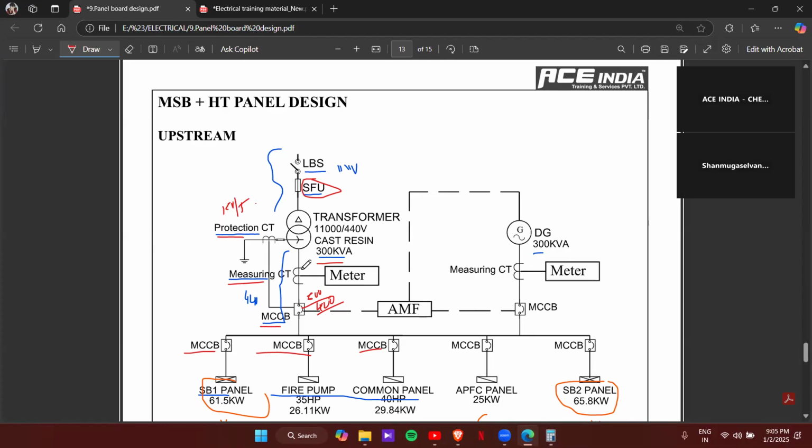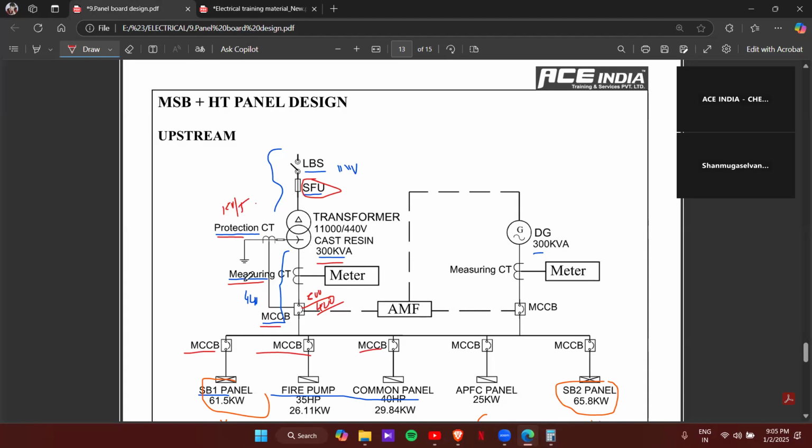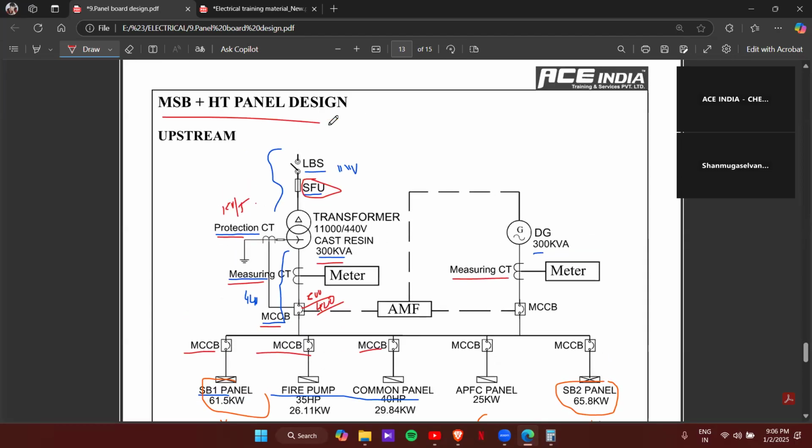The measuring CT is connected to the phase side here. So that means after 420, the next available rating will be the measuring CT. Okay, so after 420, the next available is 500. So 500 by 5 will be the measuring CT ratio. Same for the DGR as well, because both are the same rating. Okay. So yeah, these are the calculation part for the MSP plus ST panel here.